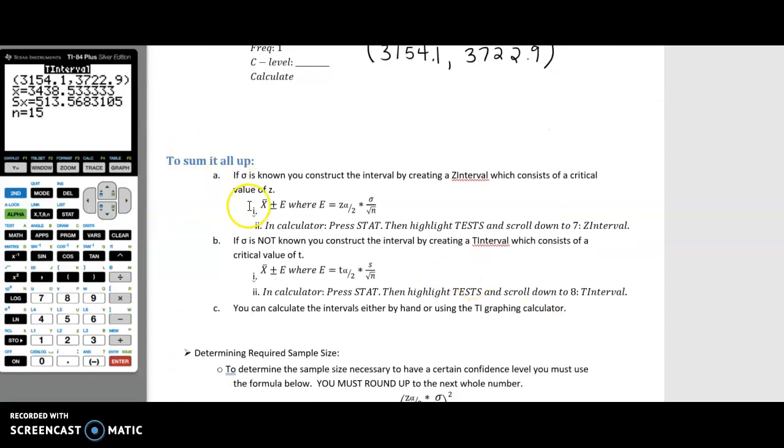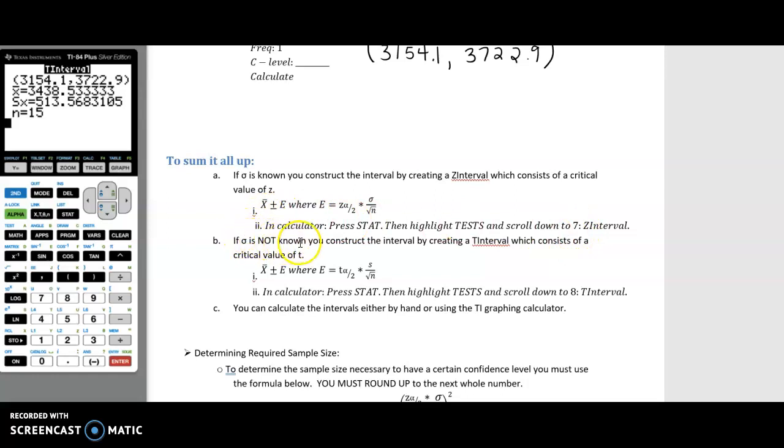And so to sum it all up, if sigma is known, you construct the interval by creating a Z interval, which consists of critical Z values, right? So it's X bar plus or minus your margin of error, where you calculate your margin of error by using this formula, your critical Z values, times sigma over the square root of n. This is to do it by hand. In the calculator, you press stat, then highlight test, and scroll down to option 7, which is Z interval.